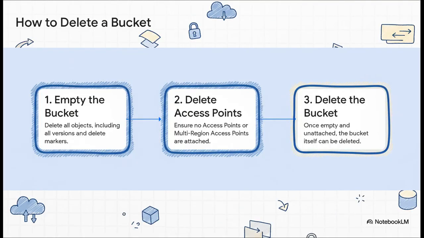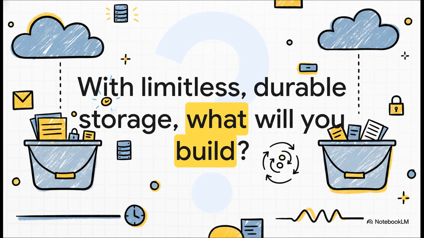Now listen up, because this is important. When you want to delete a bucket, it's a very deliberate process. You must empty it out completely before you can delete the bucket itself. And if you had versioning turned on, that means deleting every single version and every single delete marker. This isn't just a hassle, it's a critical safety feature to stop you from accidentally deleting terabytes of important data with one wrong click.